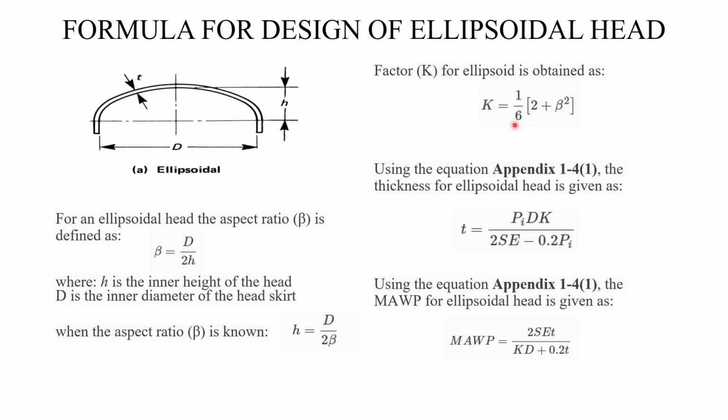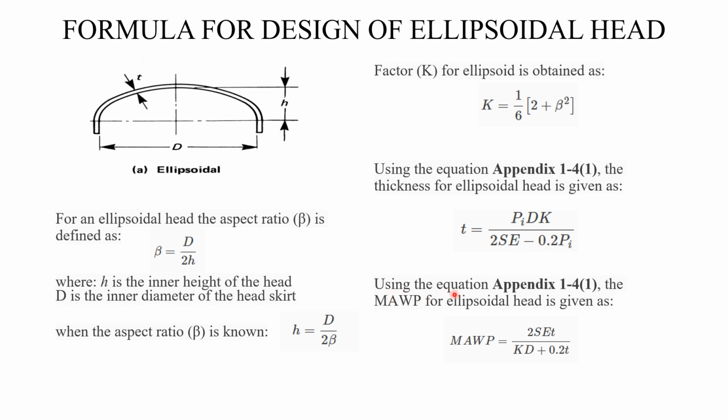Okay, and using this value of K and the equation in Appendix 1-4, the thickness for the ellipsoidal dish head is given by t is equal to Pi, internal pressure, into D K divided by 2SE minus 0.2 Pi. So K you will get from here. D is the internal diameter, Pi is the internal pressure, S is the allowable stress of the head material, not the shell material. In some cases, you may have different shell and head material. The client will say use separate shell and head material. In that case, the allowable stress value will be different, and minus 0.2 Pi. Internal pressure will not change. Internal pressure will remain the same.